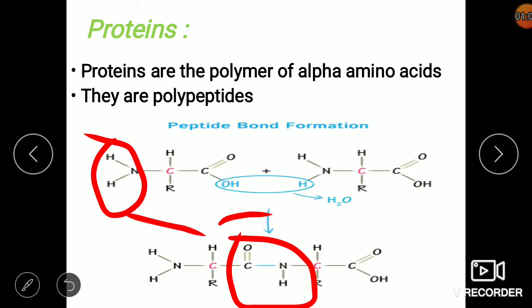So in protein we get many peptide bonds since it is a polymer of amino acid, and hence it is called polypeptide.